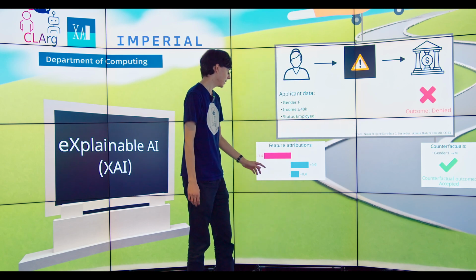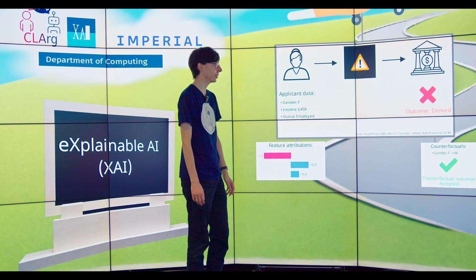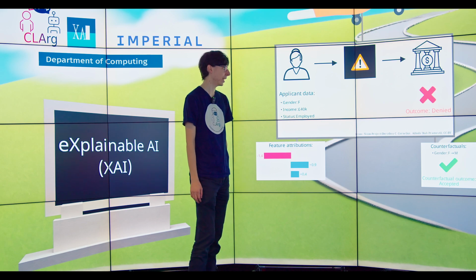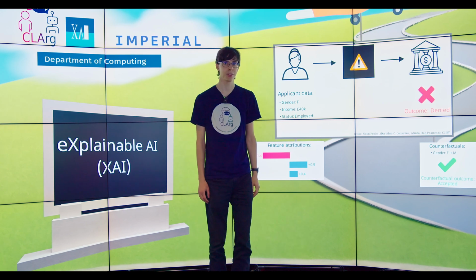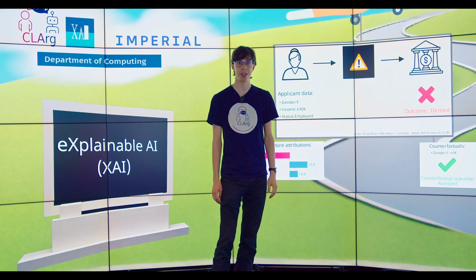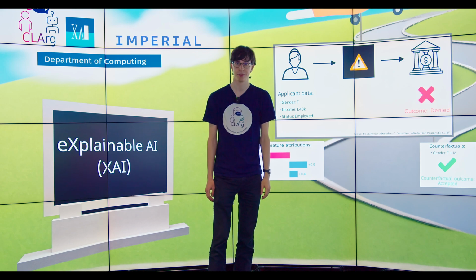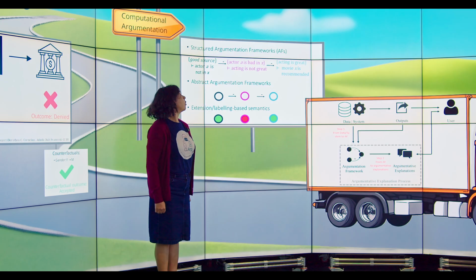In this case, it seems that the gender feature has a strong effect on the output of the model, which indicates that it might be biased. Now on to computational argumentation, which is a basis of argumentative XAI. Computational argumentation is based on a variety of argumentation frameworks.